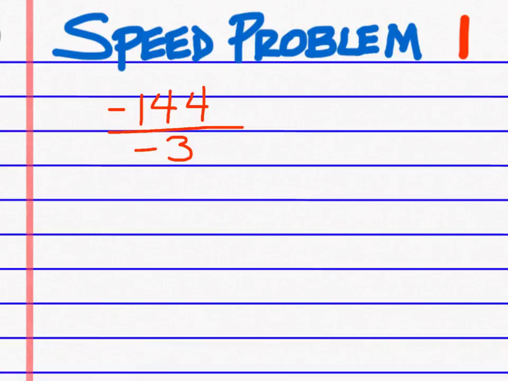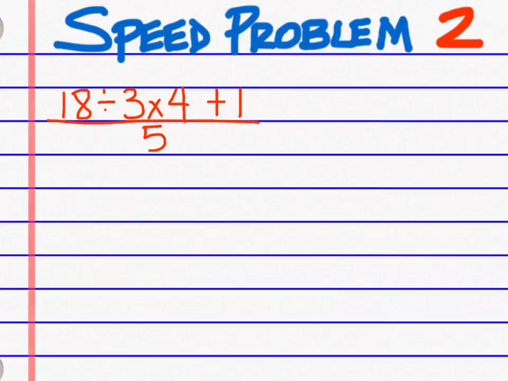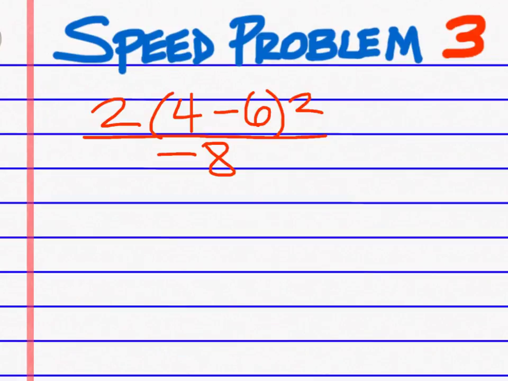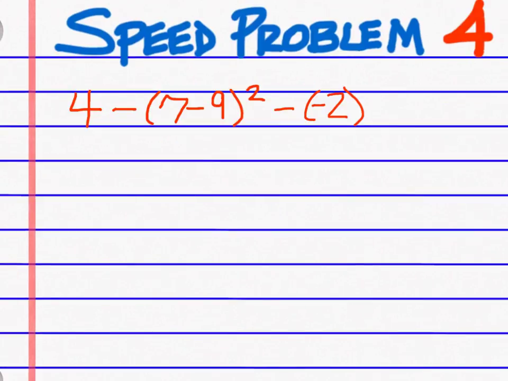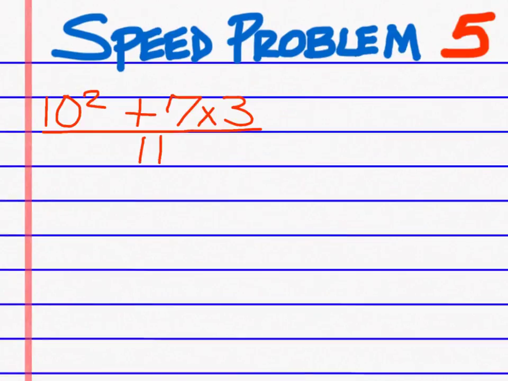Number 1. Answer for this one should have been 48. Number 2. Answer for that one should have been 5. Number 3. Answer for that one should have been -1. Number 4. Answer for this one was 2. Number 5. Answer for this one should have been 11.